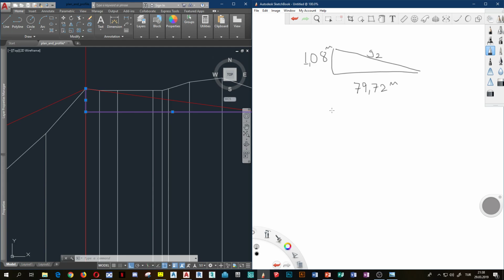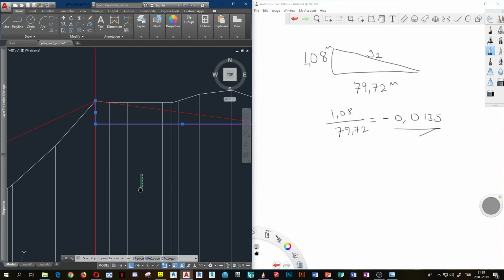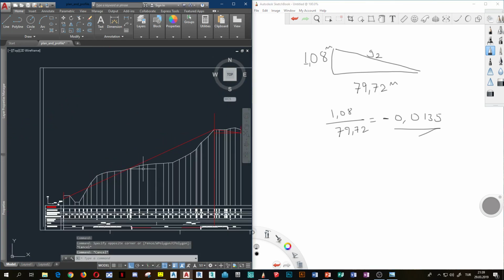And what is the G2? With the calculator, 1.08 divided by 79.72. Yes, it's equal, of course, minus. And what about the G1? Yes, look at the G1.